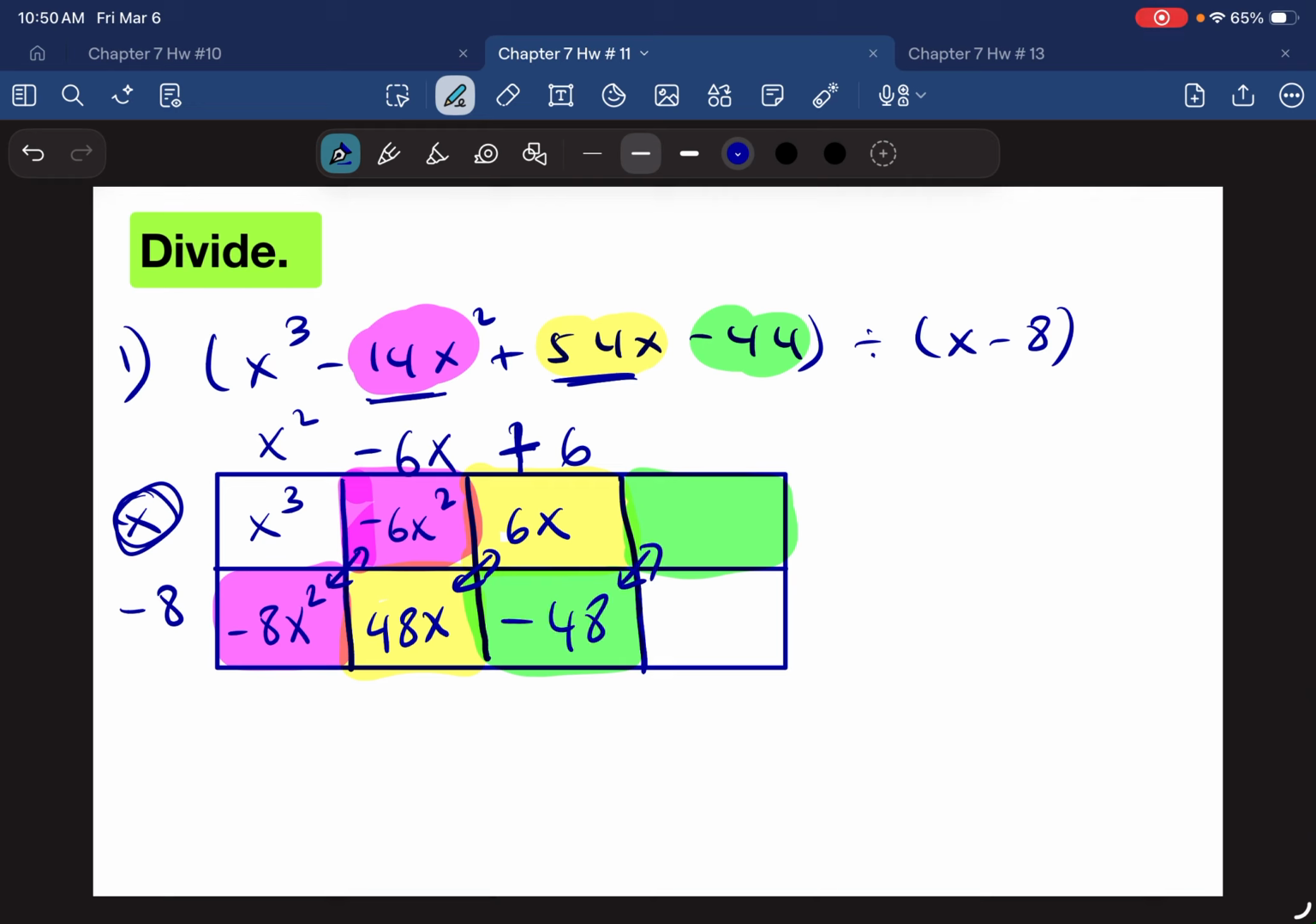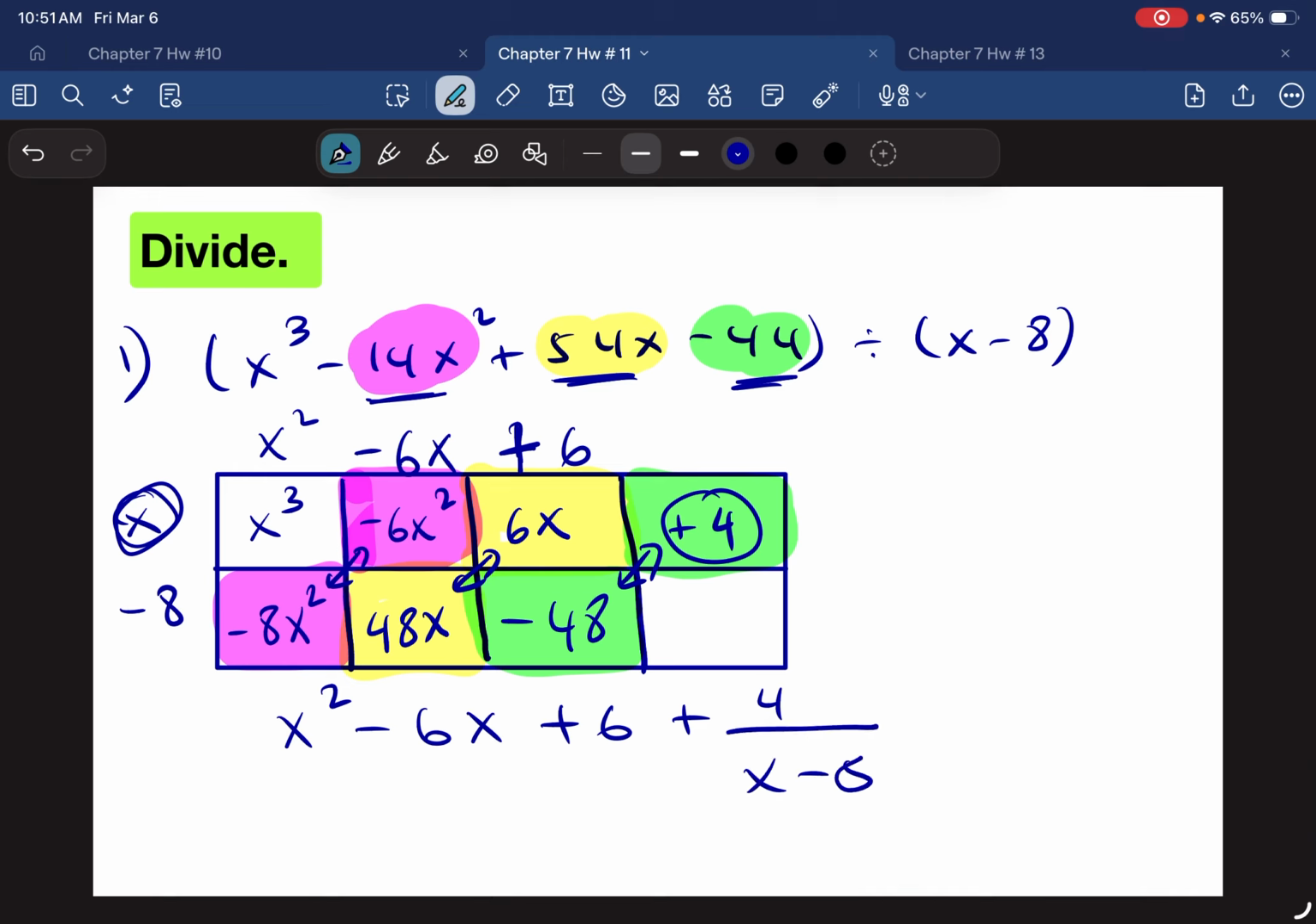These two numbers right here are going to add up to give you negative 44. But yesterday's lesson was no remainder. Today's lesson is going to be all about the remainders. So right here you have negative 48. That means this has to be positive what? 4. So your remainder is 4. Okay, so how would we write our answer with a remainder in it? So here it's going to be x squared minus 6x plus 6 plus 4 over your divisor, which is x minus 8. So this is how you write an answer with the remainder.